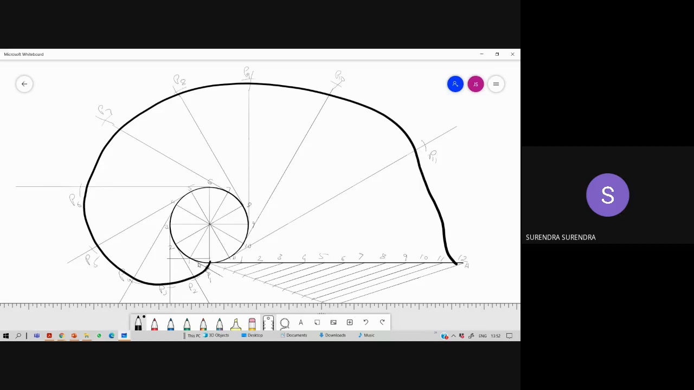Finally, fourth step, drawing a smooth curve passing through all these points P1 to P12. Still, any of you have doubts in drawing the involute? Any of you? No, sir. Okay. Let me explain the drawing of tangent and normal.